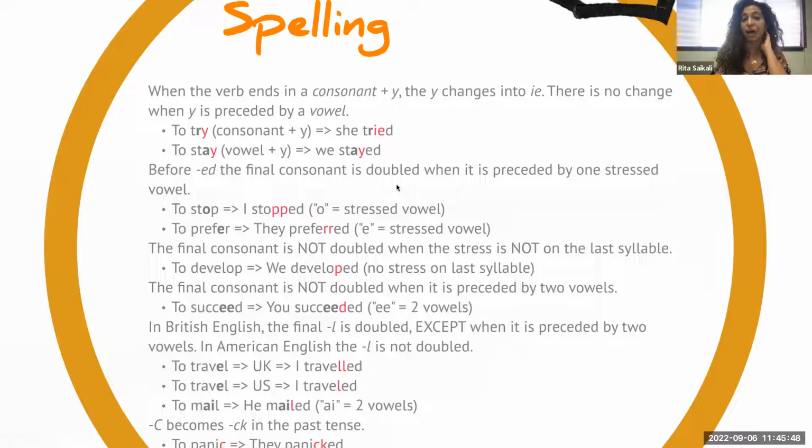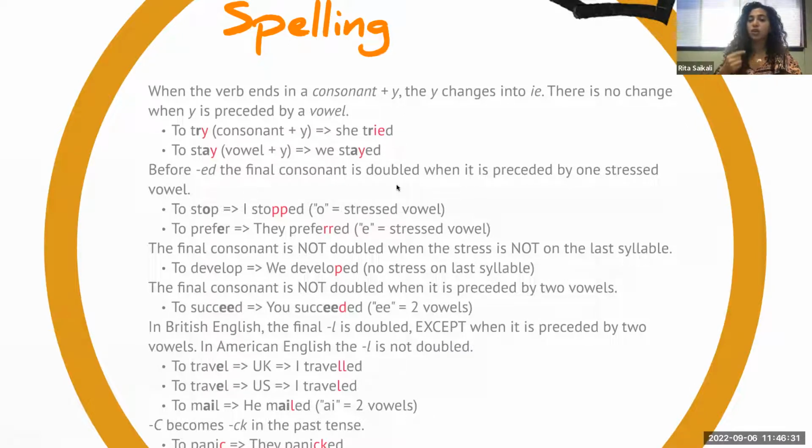The final consonant is not doubled when the stress is not on the last syllable. So develop: the O sounds like what is called a schwa. I don't know why the screen keeps disappearing on your end, but that O right before the P in develop is not really sounded out. So it's not stressed. It's not a harsh O like stop, right? It's soft, which is something called a schwa.